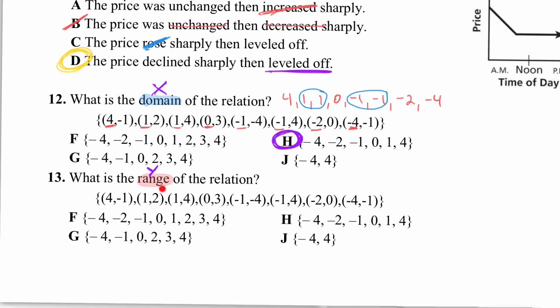For the range, number 13, now we're looking at the Y's. So the Y's, here is the first Y. There's a -1, and then a 2, and then a 4, and then a 3, and then a negative 4, and then another 4, and a 0, and the last one is negative 1. So first of all, the negative ones are repeating, so I just need one of those numbers. And the 4s are repeating, so I just need one of those numbers. And the lowest number is negative 4, sorry, right here, negative 4.